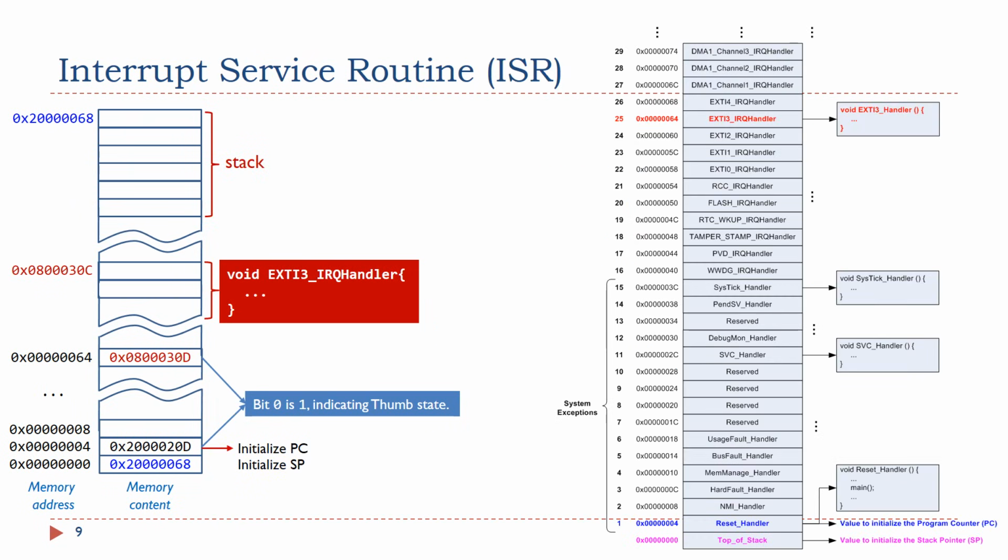Here is the interrupt vector table of the STM32L4. The first word holds the top of the main stack. The next 15 words hold the pointers of 15 system exception handlers. The next are pointers to vendor-specific interrupt handlers. The size of the interrupt vector table varies among different processor chips.